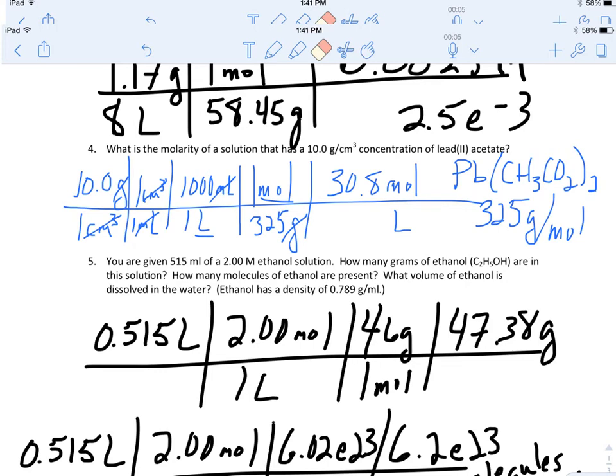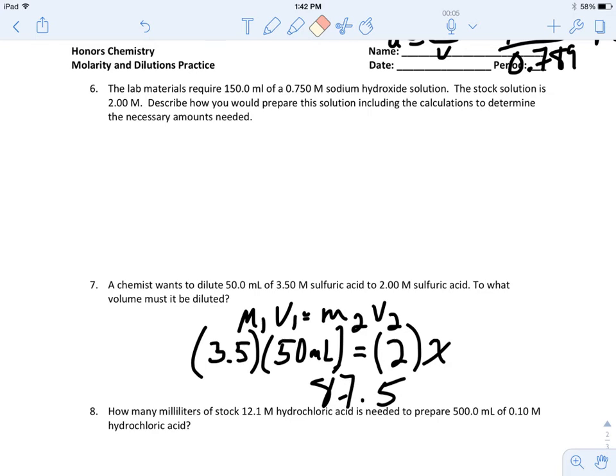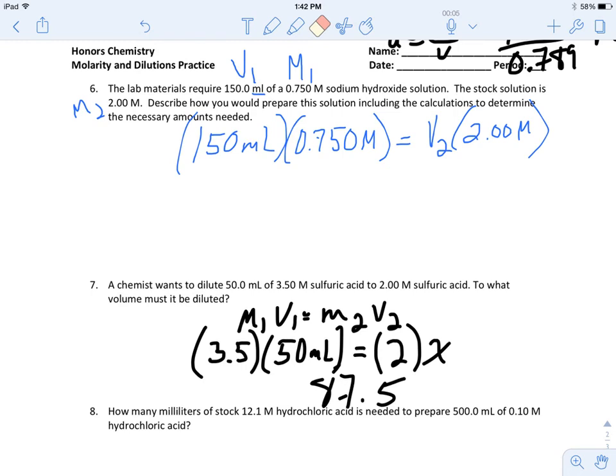Let's look at problem number 6. 6 is preparing a solution from a stock solution, which is just a dilution, M1, V1, M2, V2. We can call this V1, call this M1, and this can be M2. So we just plug those values in. If the initial volume is in milliliters, it just means that when you solve, your answer is going to be in milliliters. Your equation setup should look like this. And the answer is V2 should be 56.3 milliliters. So that's it.